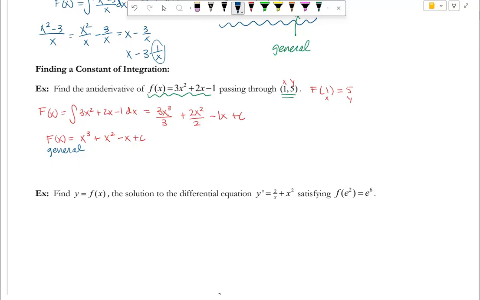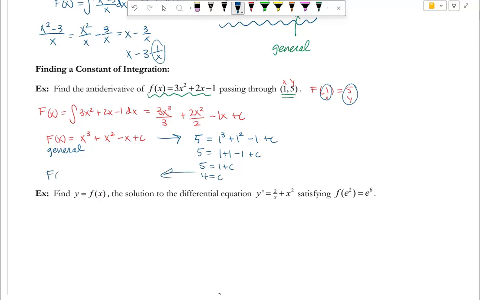So again, we said that this is called a general antiderivative. But we want to find the specific antiderivative that passes through the point 1, 5. So I just need to plug 1 in for x and 5 in for capital F of 1. So my output is going to be 5. That should be 1 cubed plus 1 squared minus 1 plus c. So I'm just plugging in 1s for all my x's, and that should equal 5. So 5 equals 1 plus 1 minus 1 plus c, which is 1 plus c. And if I subtract 1 from both sides, 4 equals c.